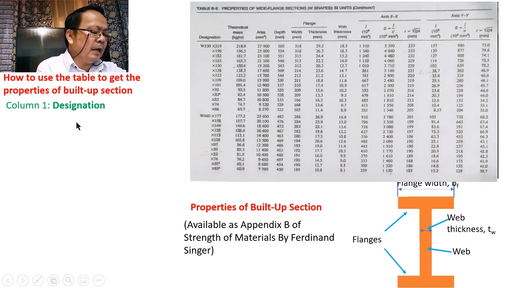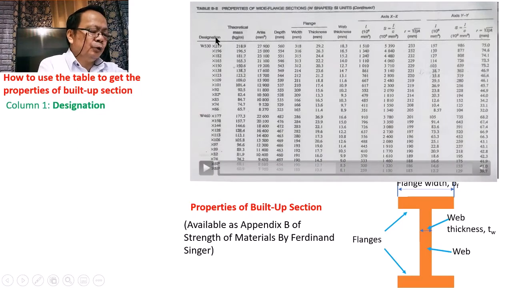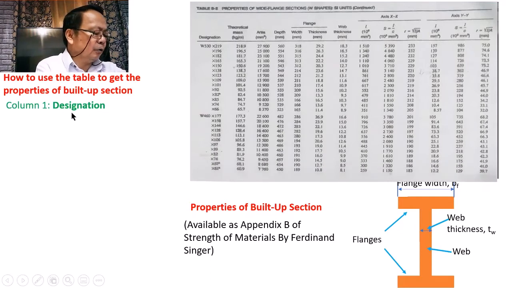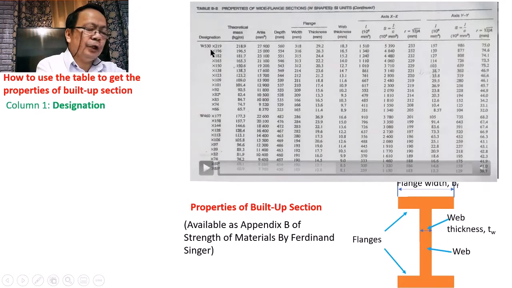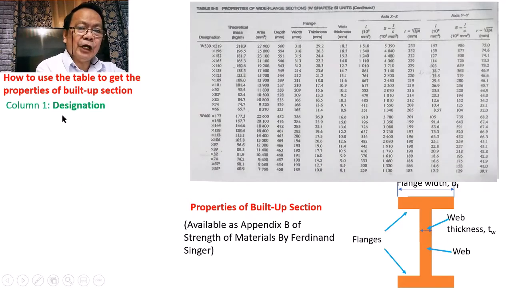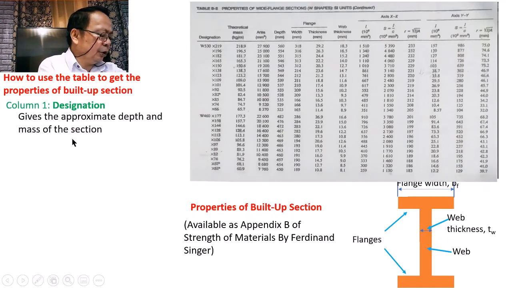Okay, the table has the following columns. So, we have 1, 2, 3, 4, 5, 6, 7, 8, 9, 10, 11, 12, 13 columns for the properties of wide-flange section, SI unit. Kaya, kung SI ka, so you can find for this property. Okay? Now, puntahan natin yung kanyang column. Yung column 1, tumutukoy dito. Yun yung kanyang mga designation. And that designation gives the approximate depth and mass of the section.